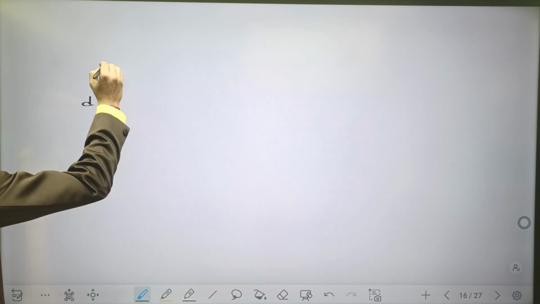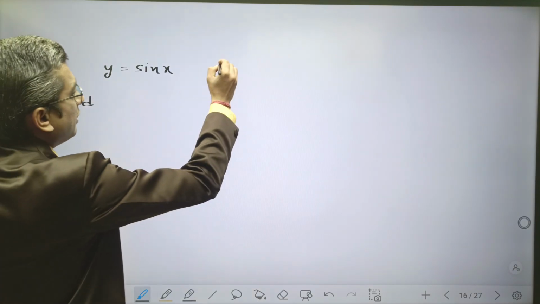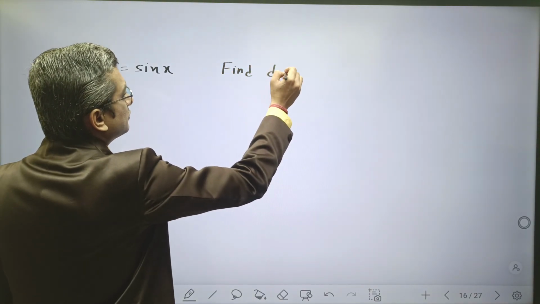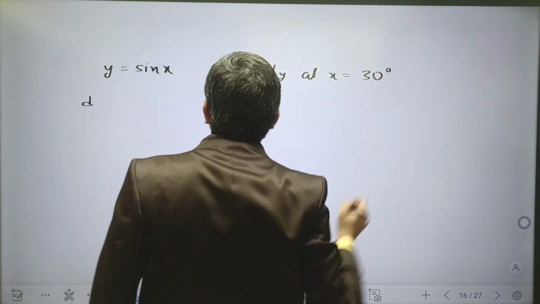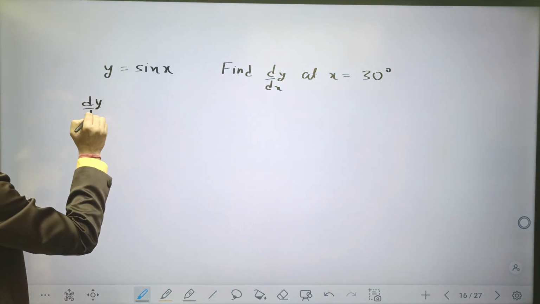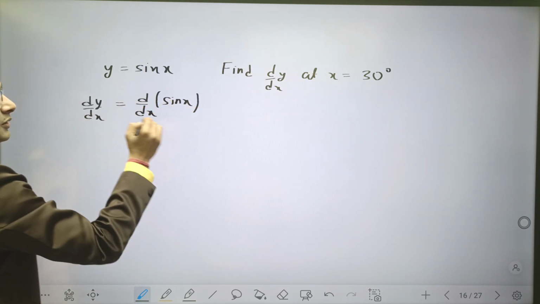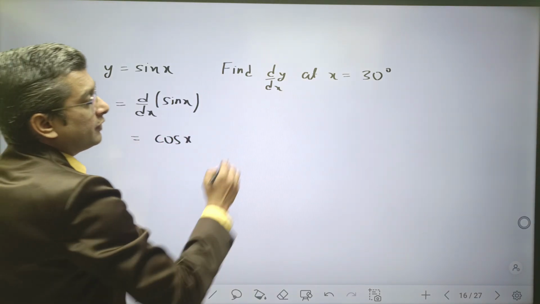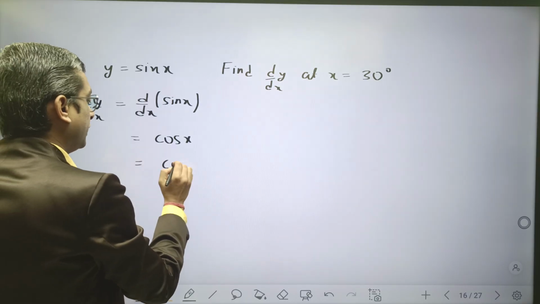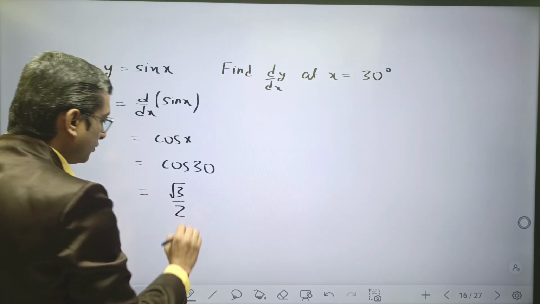For example, if I write y is equal to sin x, find dy by dx at x is equal to 30 degrees. So dy by dx is equal to d by dx of sin x, that is the derivative of sin x. So this will be cos x. We have to find dy by dx at x is equal to 30 degrees, so put x is equal to 30 degrees. So this is cos 30, and cos 30 is equal to root 3 by 2.